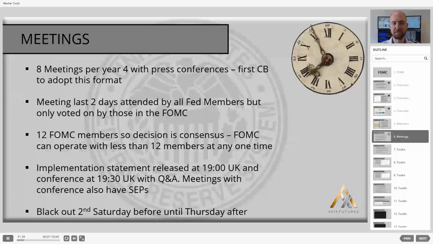So unlike a lot of the other central banks, the Fed meetings last 2 days. It's the day before and the day of. This is where discussions happen and decisions are made. Now, these meetings are attended by all members of the Federal Reserve System, including the 12 members of the FOMC who actually have voting power.